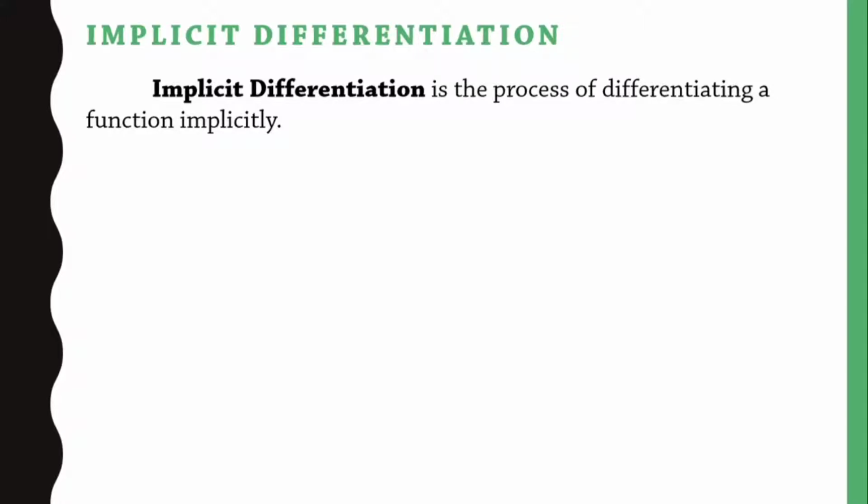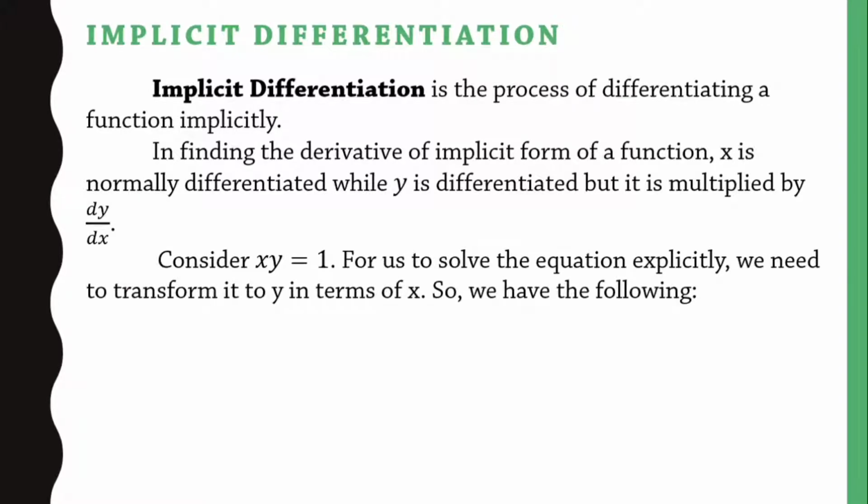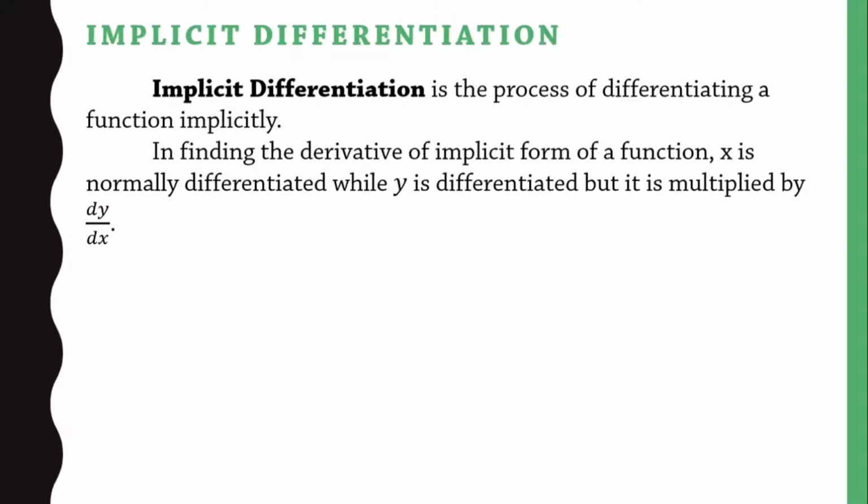In the previous topics, we performed the differentiation explicitly, by which the variable f of x or y is explicitly described by x, and it is done by the types or methods that we previously discussed. We've discussed some of the differentiation rules in our previous lessons, so you can watch the videos in our basic calculus playlist. In finding the derivative of the implicit form of a function, x is normally differentiated while y is differentiated as well, however, it is multiplied by dy over dx.